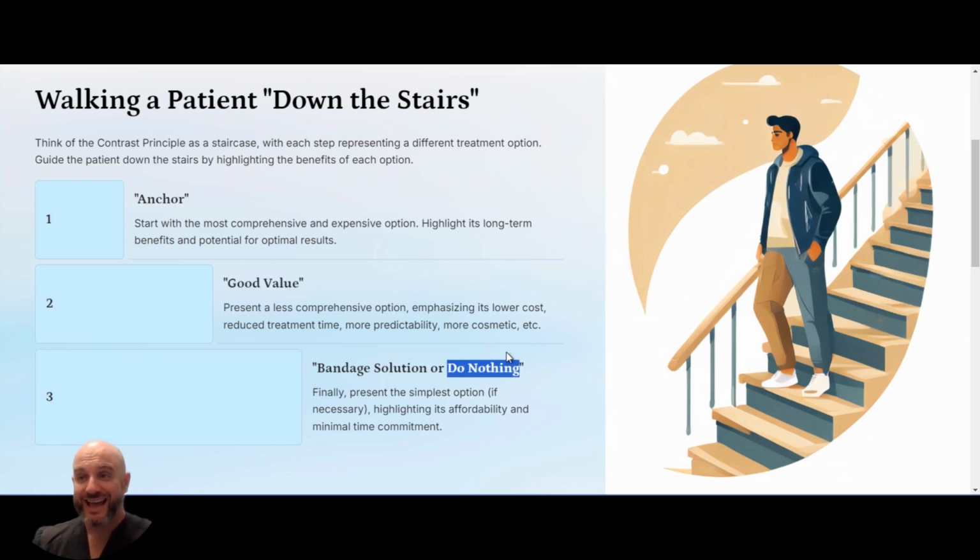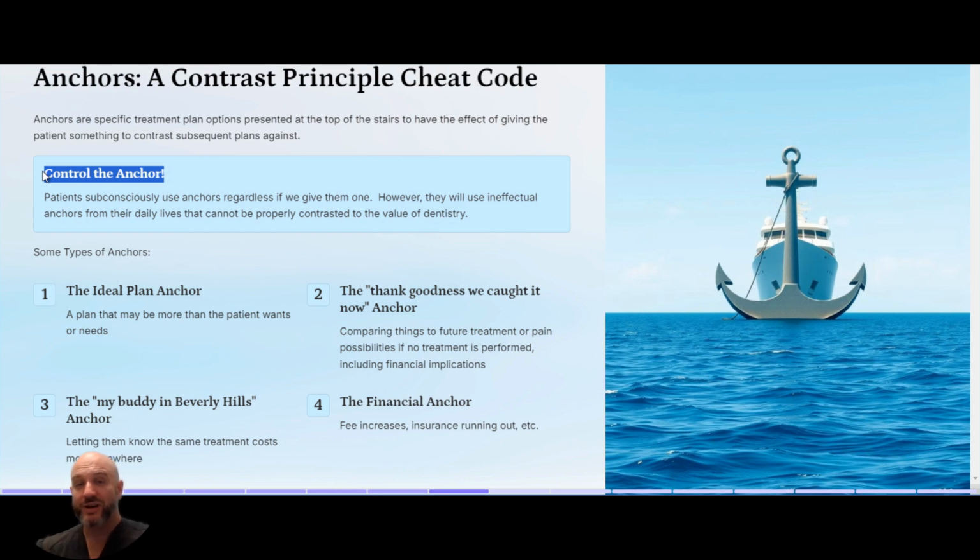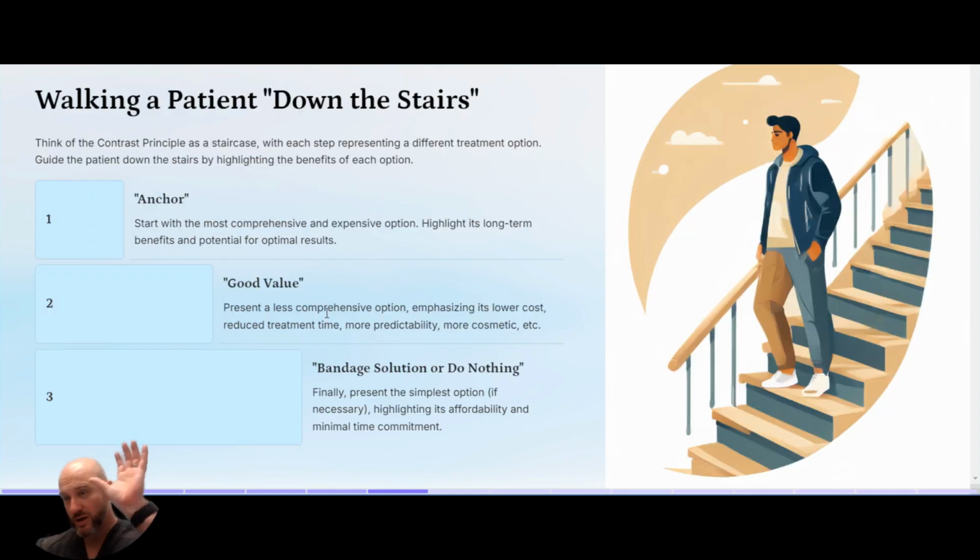If you do nothing, expect the disease to get worse, expect the pain to appear or more teeth to break, expect root canals or more root canals or implants to be necessary in the future in order to maintain your teeth. They don't know what dentistry costs, so they're going to compare it to other parts of their lives, and that is an ineffectual comparison. It's apples to oranges. You want to start with the best and then move down, because people will compare against the last thing that you told them.